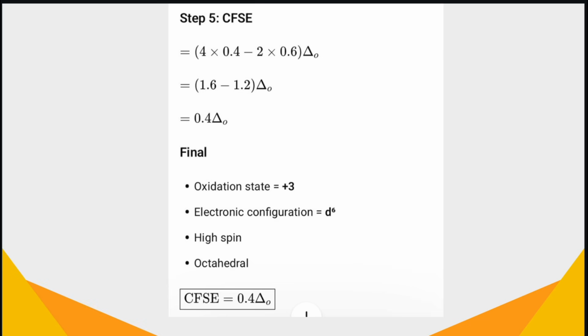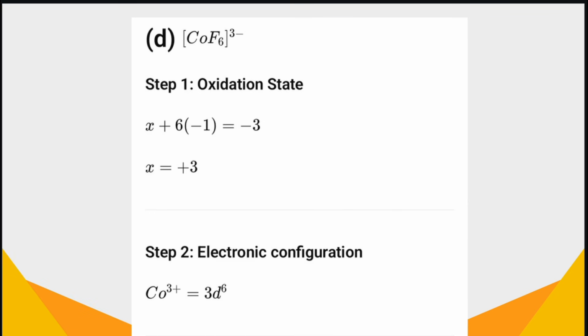Here CFSE is equal to 0.4 delta naught. And last option D, CoF6 3 minus complex. Here oxidation state is x plus 6 into -1, that is equal to -3. So x is equal to +3.